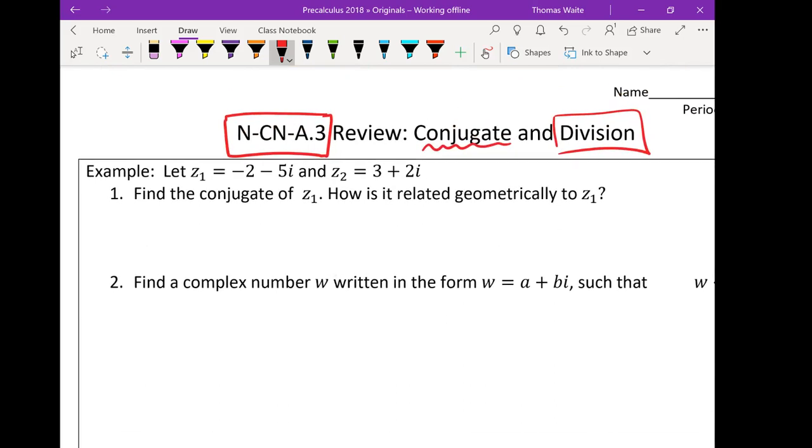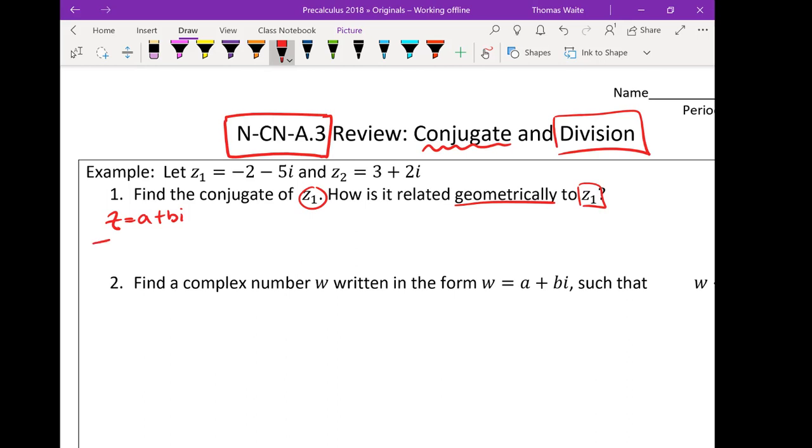It says, find the conjugate of z1 and how is it related geometrically to z1. Great. So from our formula sheet, if we have a rectangular form of a number, z equals a plus bi, it says that the conjugate of that number has a little bar to tell conjugate. I'll highlight that in blue right now. This little blue bar above our z tells us the conjugate of z. It will be a minus bi. But what that means in general, I'm going to put it in words.